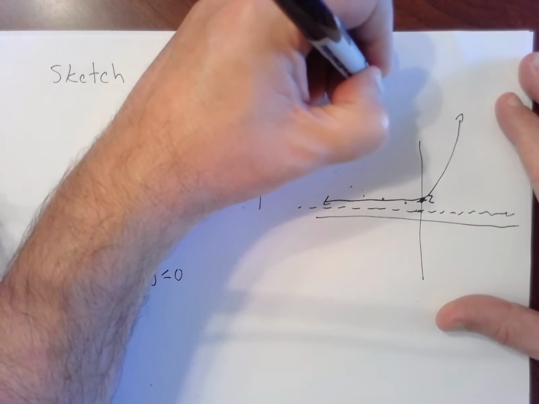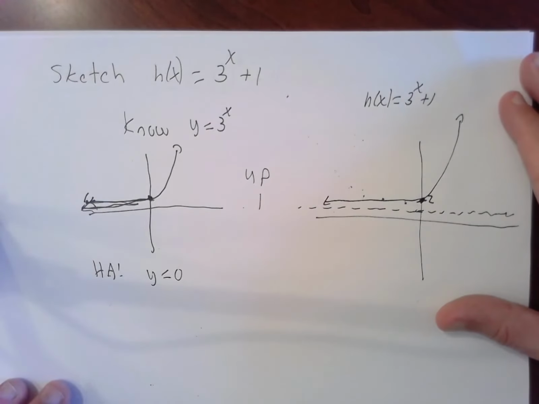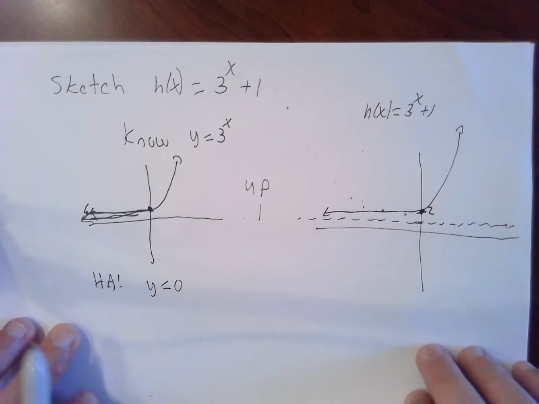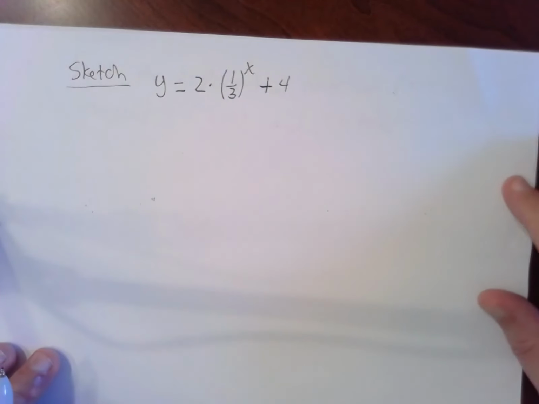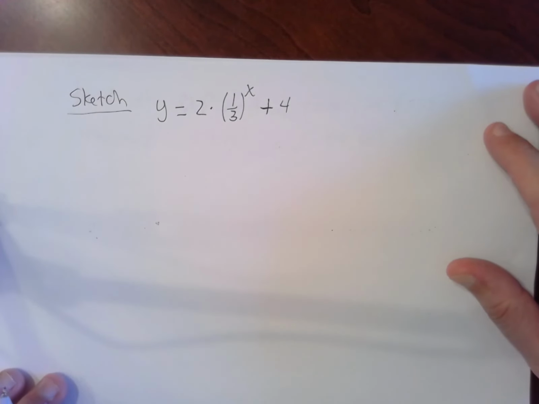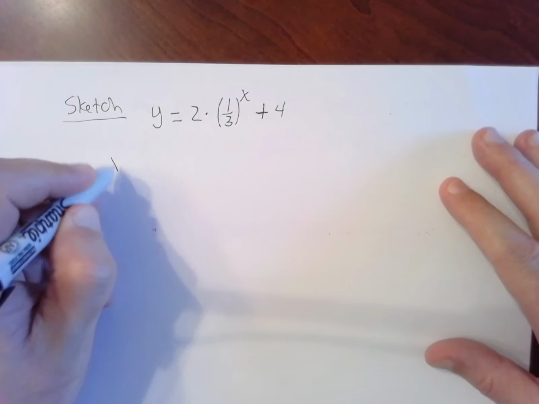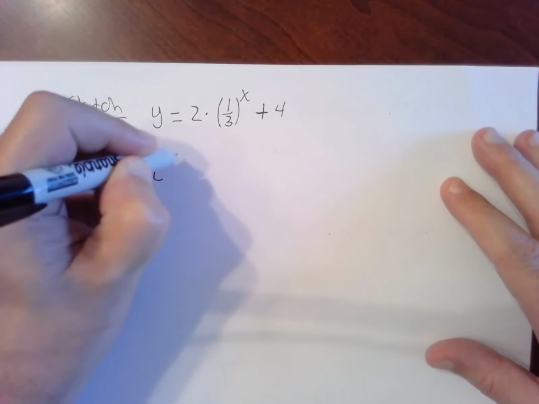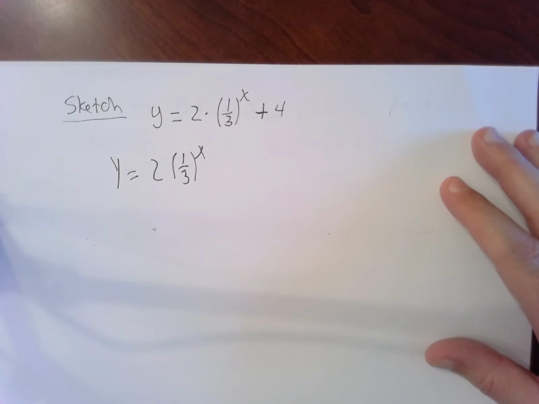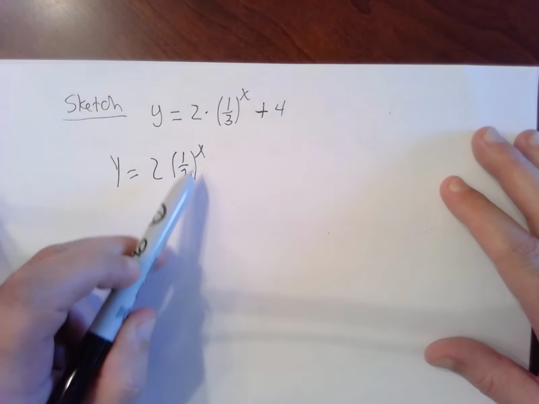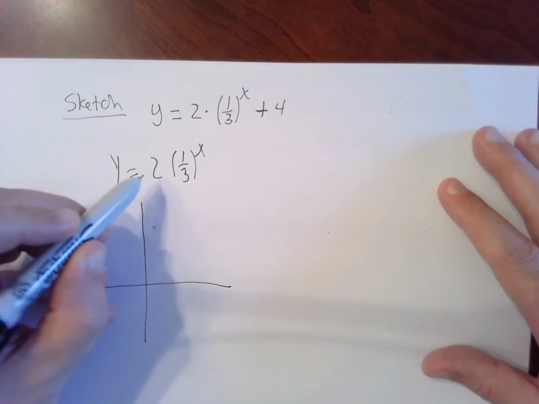Here's h of x is 3 to the x plus 1. Okay, another example like that. Just a quick sketch of this. Forget about the plus 4 for a minute. I know that y equals 2 times 1/3 raised to the x is exponential decay. My base is less than 1. My initial amount is 2.